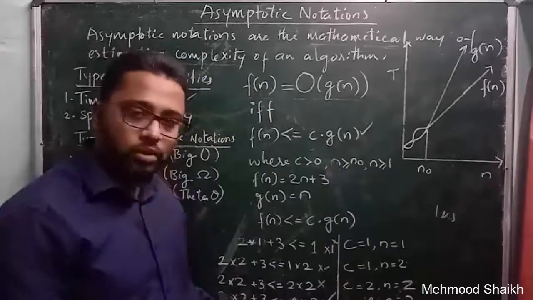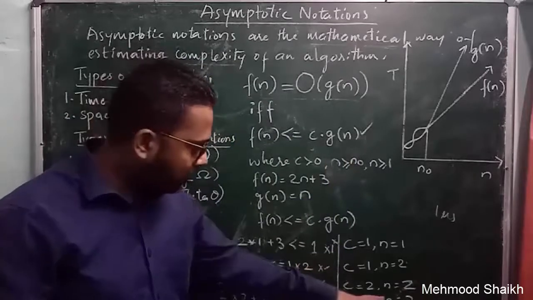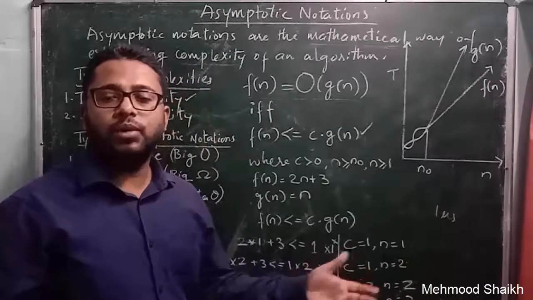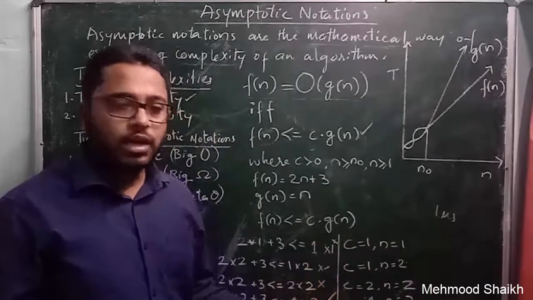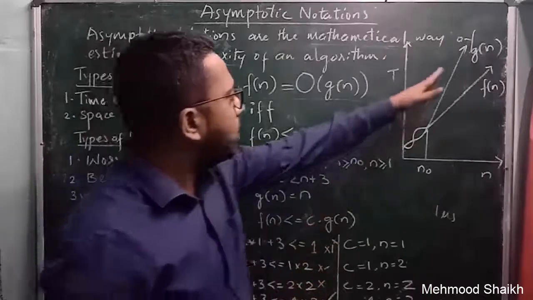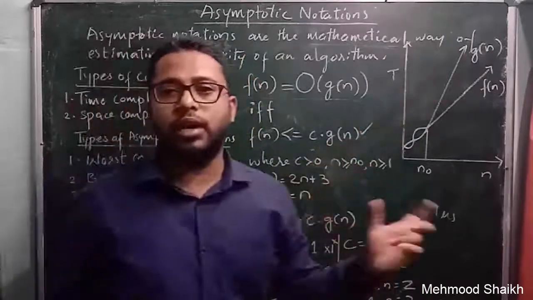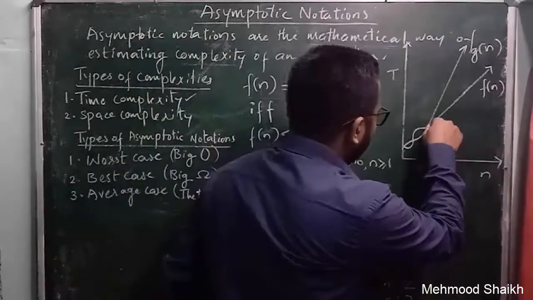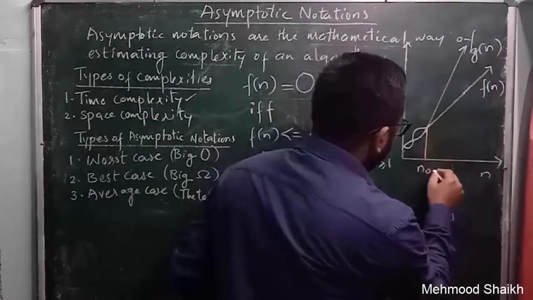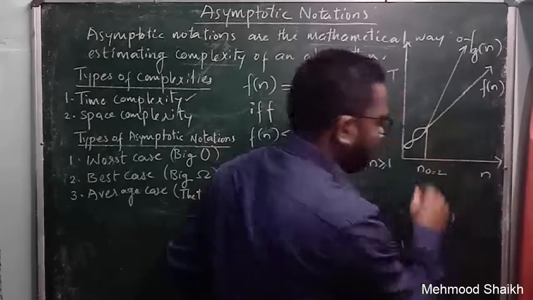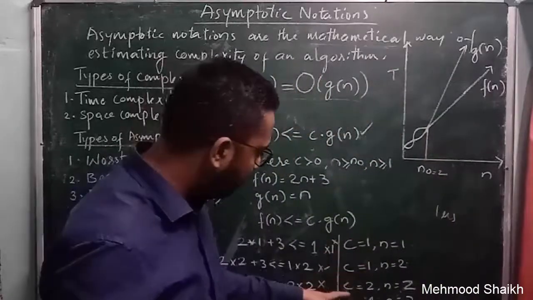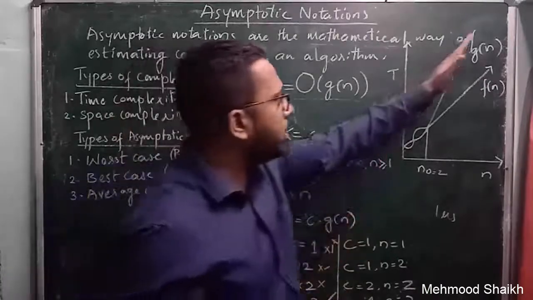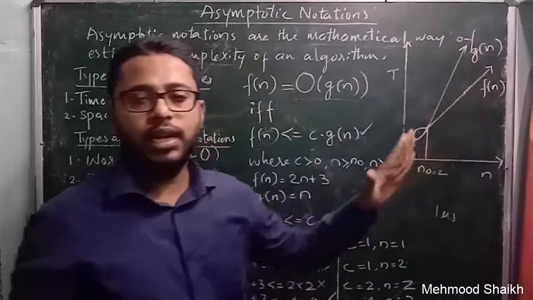After this, if you keep on changing the value of n to 3, 4, 5, 6 or any other number, you will see your function g of n will always be going higher. So after this point, when you have the n value equal to 2 and your c value equal to 4, your function g of n will always be the upper bound to this function f of n.